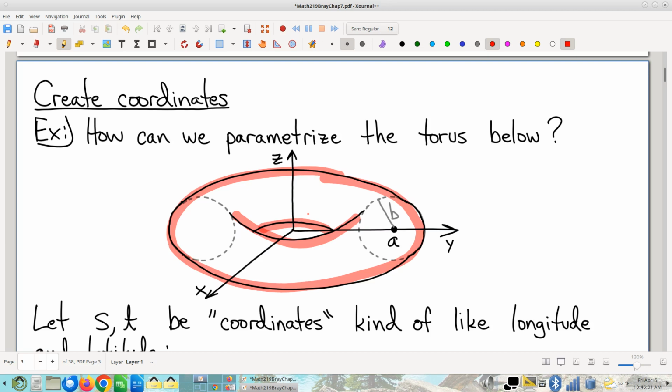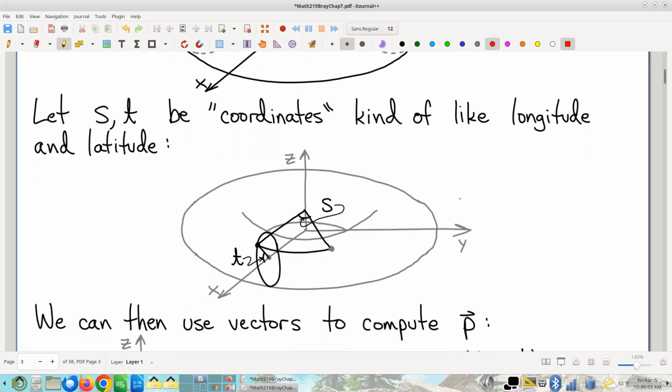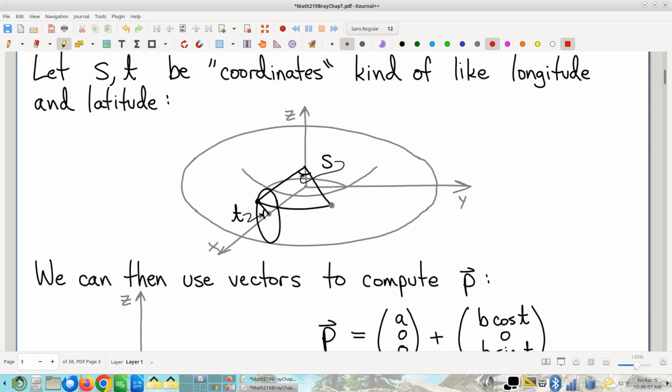So what I can do, though, notice, is I can create a new coordinate system. It doesn't have to be a coordinate system for all of space. Don't think too big, right? I just need to talk about coordinates on the surface.